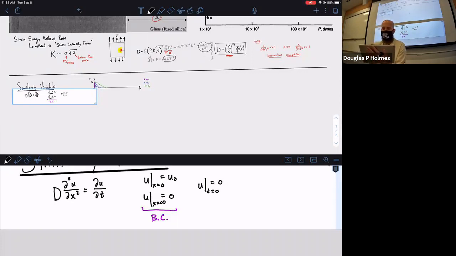Okay, so this is the equation we need to solve. These are the boundary conditions. I didn't label the initial conditions. Let me do that. This is the initial condition.